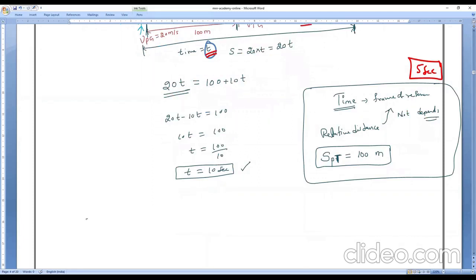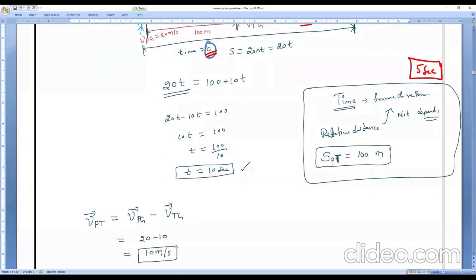Now, I want to know the relative velocity of police with respect to thief. Can you tell me? The relative velocity of police with respect to thief is equal to the velocity of police with respect to ground minus the velocity of thief with respect to ground, which is equal to how much, guys? 20 minus 10, which is equal to 10 meter per second.